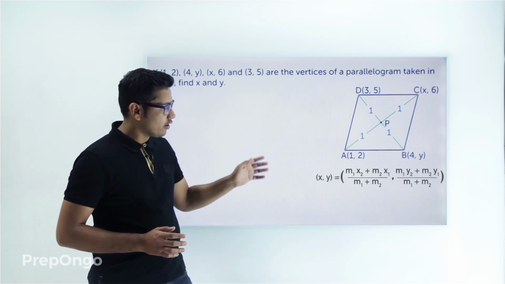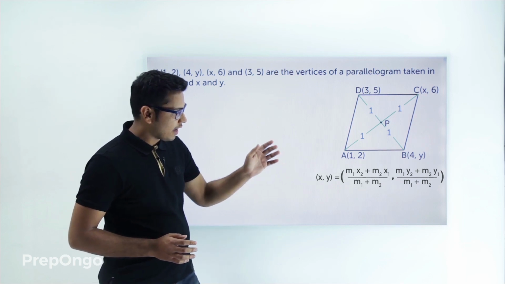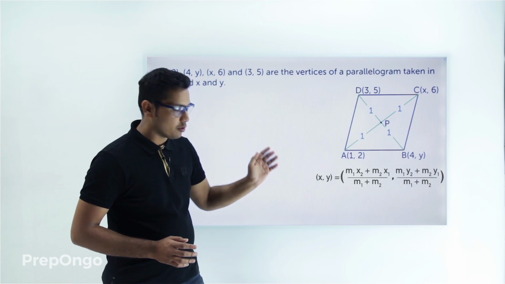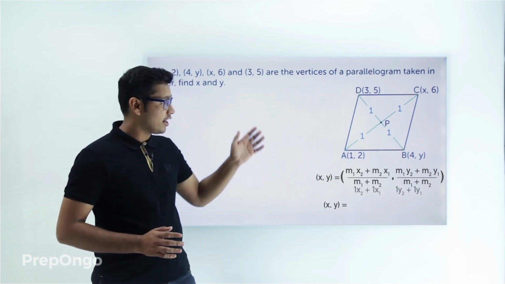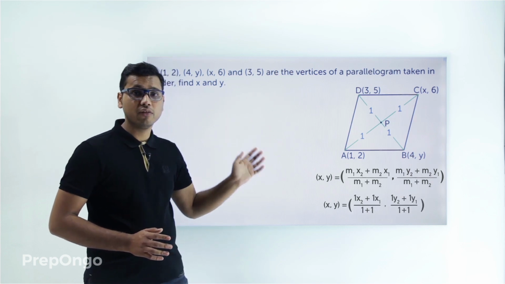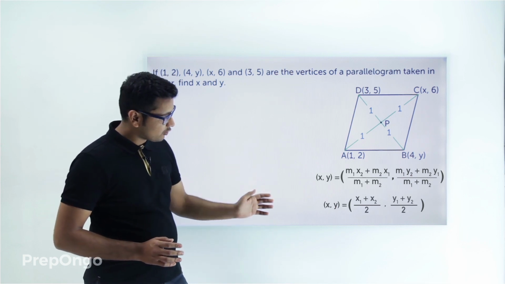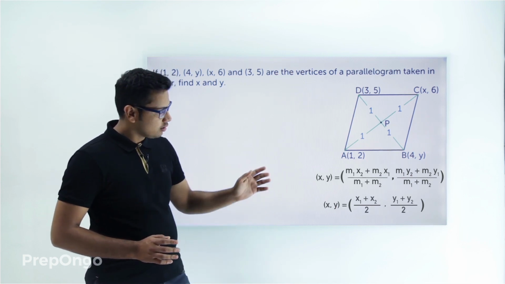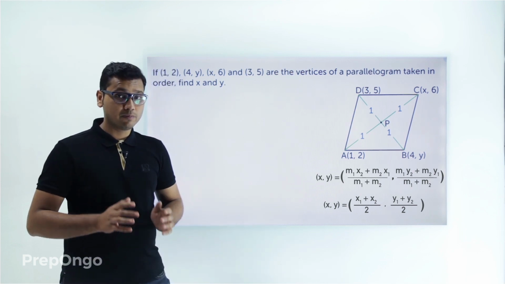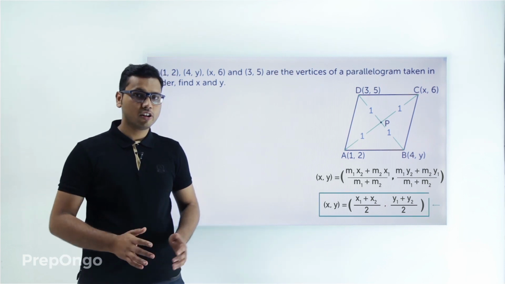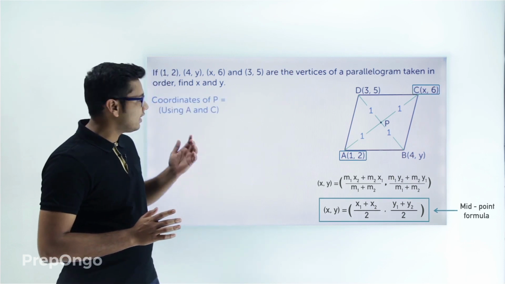Section formula is (m1 x2 plus m2 x1) upon (m1 plus m2), comma (m1 y2 plus m2 y1) upon (m1 plus m2). Now in place of m1 and m2, we can put 1 and 1 since P is the midpoint of AC. So this section formula will be modified into (x1 plus x2) upon 2, comma (y1 plus y2) upon 2 for finding the coordinates of any midpoint. Now let's use this midpoint formula to find the coordinates of P by using A and C first.